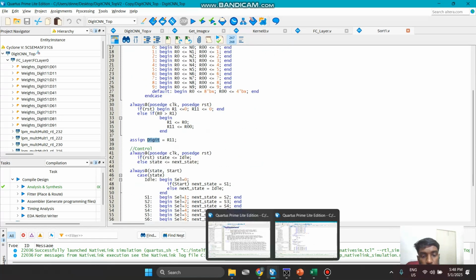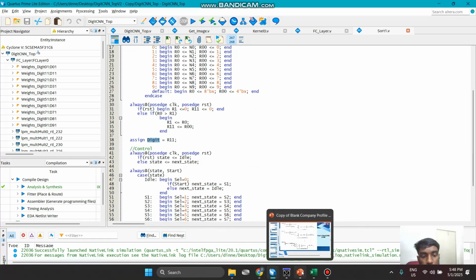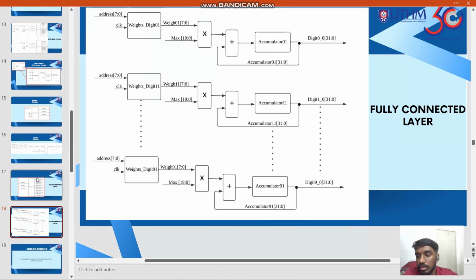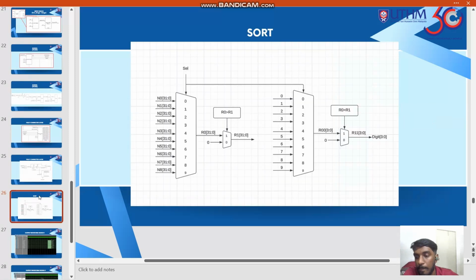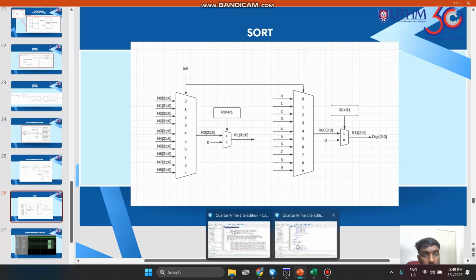So this is where we will get the digit. When we select, we will know the value of digit 0 until 9, and whichever is the larger will indicate the recognition of the digit. At the same time, we detect which digit it recognizes at the sort module.